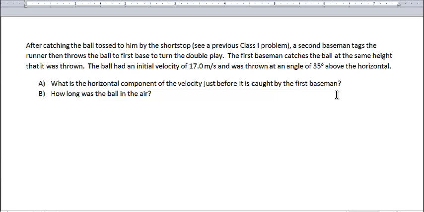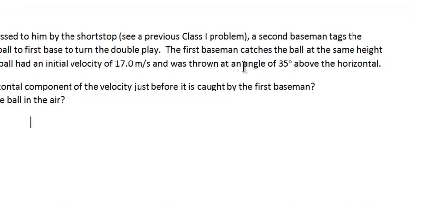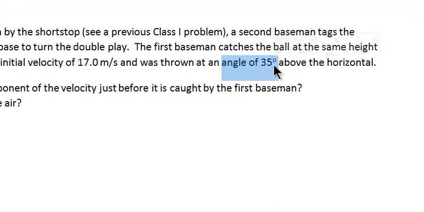After catching the ball tossed to him by the shortstop, a second baseman tags the runner, then throws the ball to first base to turn the double play. The first baseman catches the ball at the same height that it was thrown. The ball had an initial velocity of 17 meters per second and was thrown at an angle of 35 degrees above the horizontal. I can already determine that this is a Class 2 problem because Class 2 problems always have an angle but never have a starting elevation.